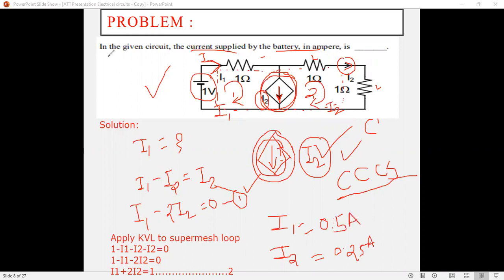So our question is that in the given circuit, the current supplied by the battery, that is the 1 volt battery, the supplied current is nothing but I1. So we can write the answer, the value of I1 is equal to 0.5 ampere. Okay, so here it is.